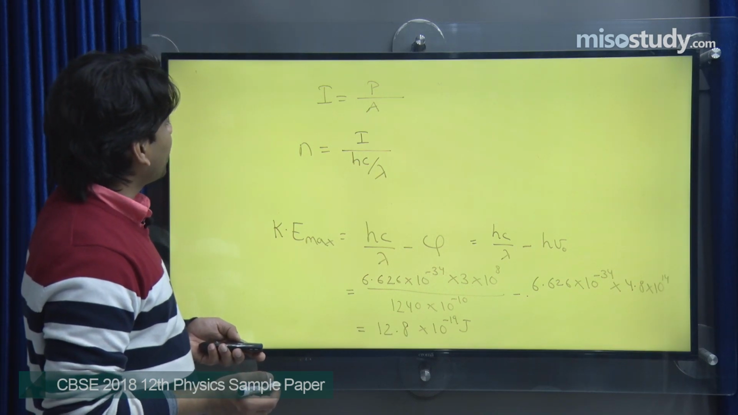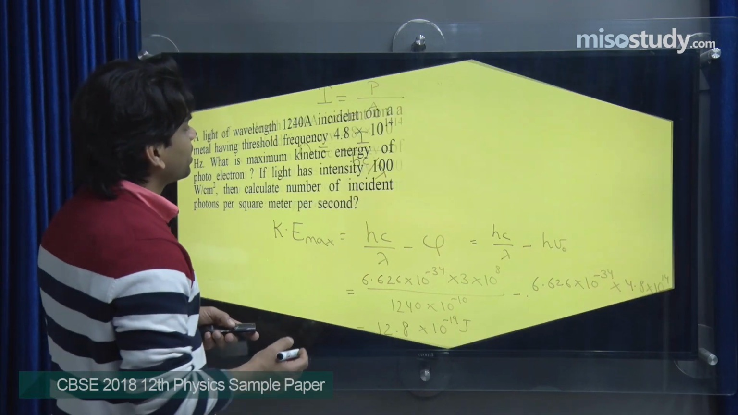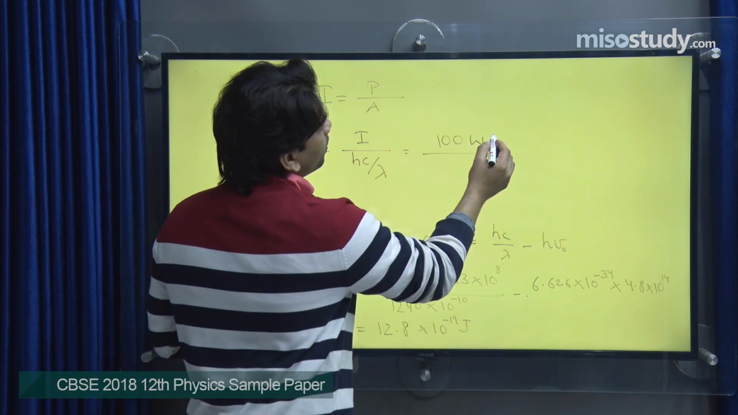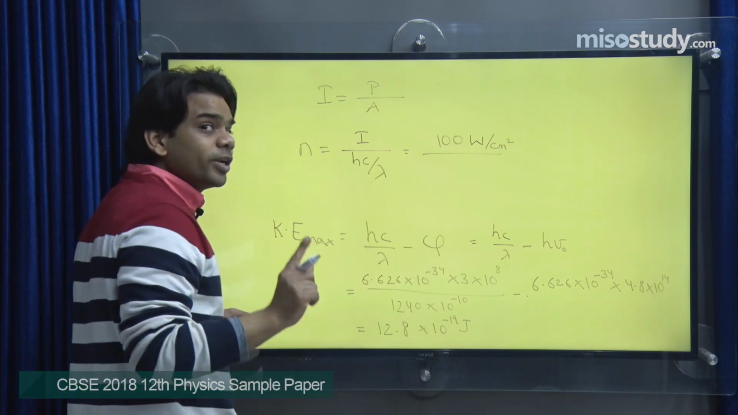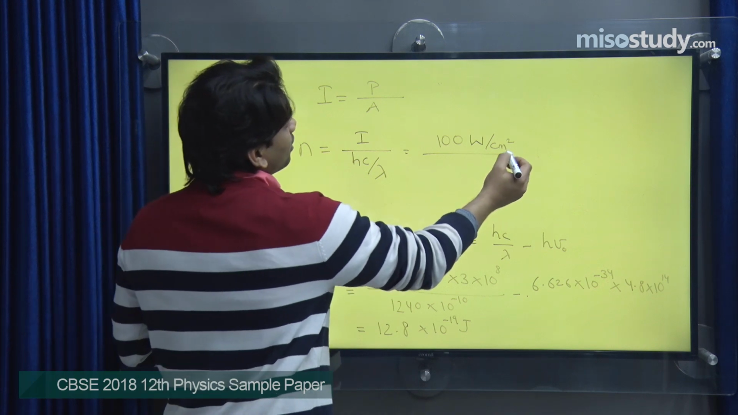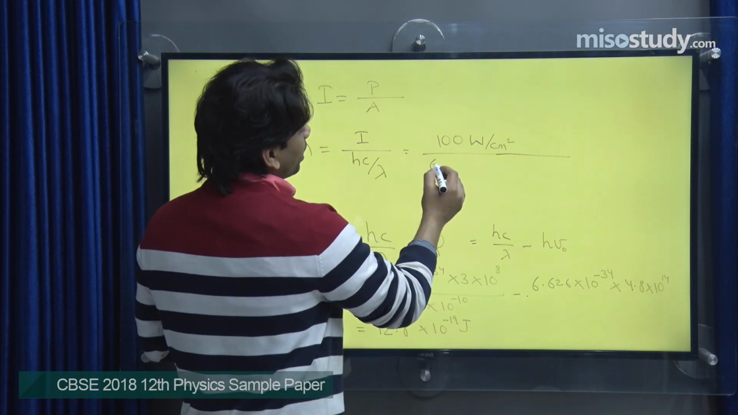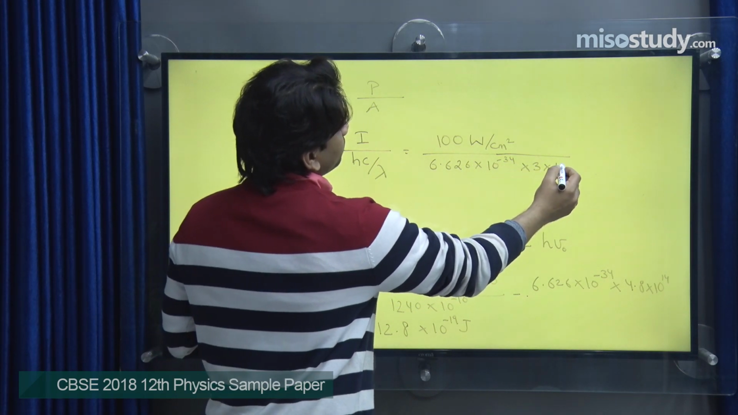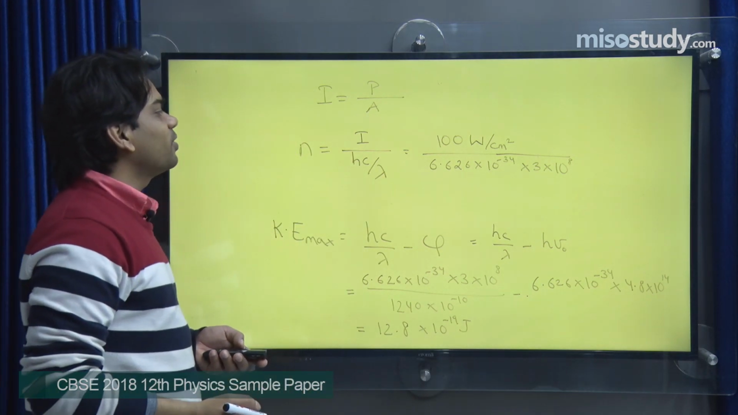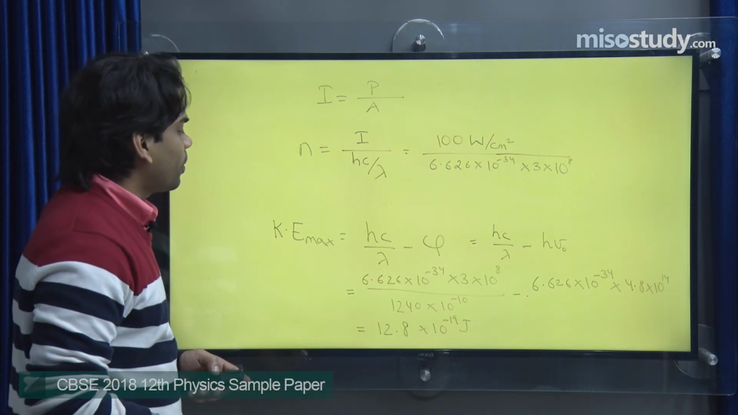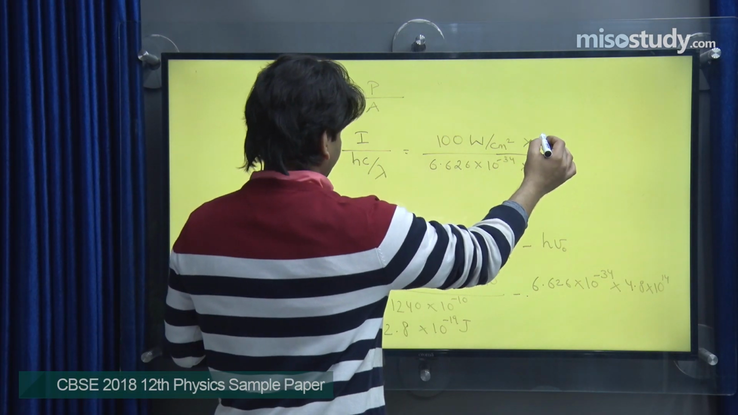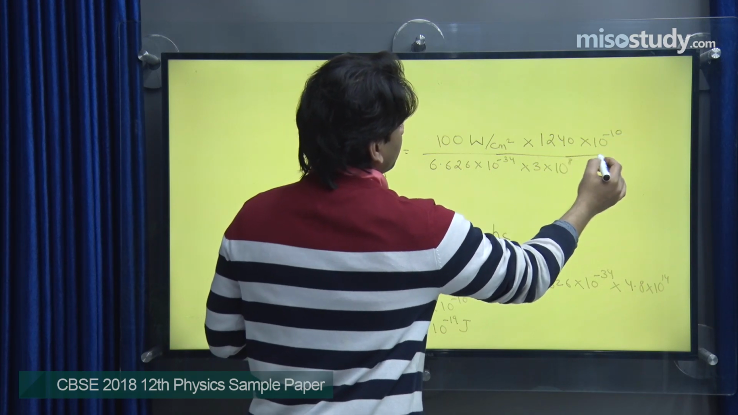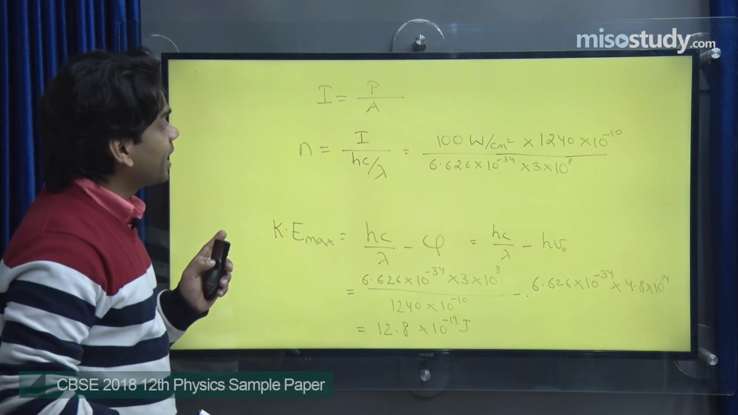You have this value as 100 watt per square centimeter. So let me write here 100 watt per square centimeter. You have to do it in proper SI units, hc by lambda. So what I am going to do, hc by lambda, I am going to write here 6.626 into 10 to the minus 34. And here we have the value of lambda as 1240 into 10 to the power minus 10. So that will come in the numerator. You can easily solve this and you will get the required answer.